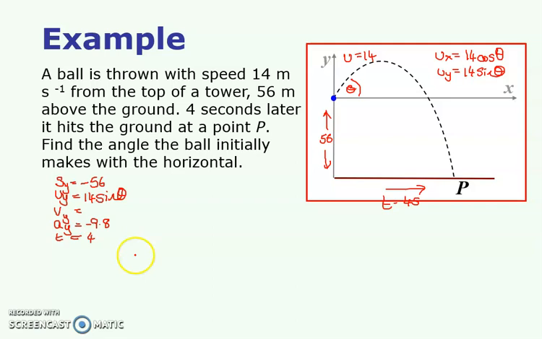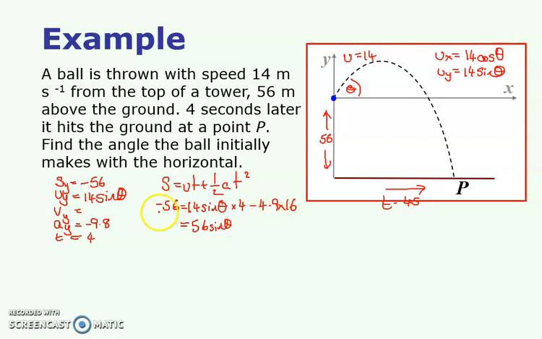So I think I can use this equation. Let's try it. s equals ut plus a half at squared. If I put my numbers in, I get minus 56 equals 14 sin theta times t, which is 4, plus a half of a, which is minus 4.9, times 4 squared, which is 16. We've seen that loads of times. So if I tidy it up a bit, I get 56 sin theta. I'm going to move that over and add it to the minus 56. So what does that give me? It's 4.9 times 16, which becomes positive. Minus 56 equals 22.4.